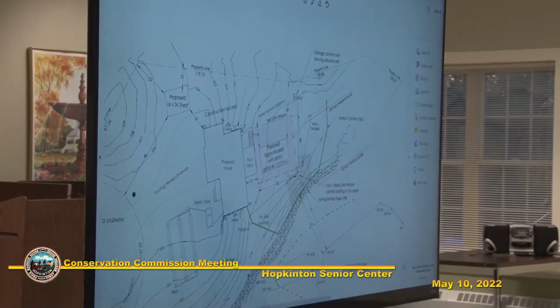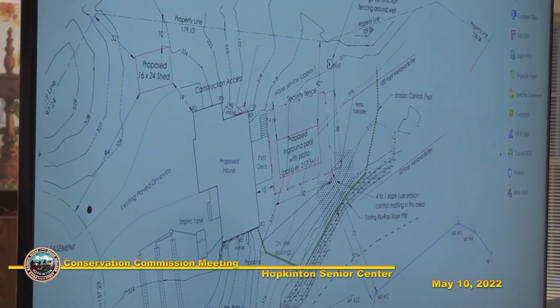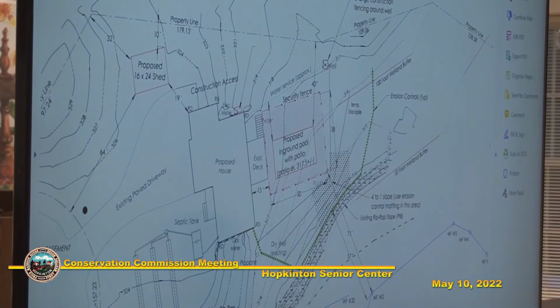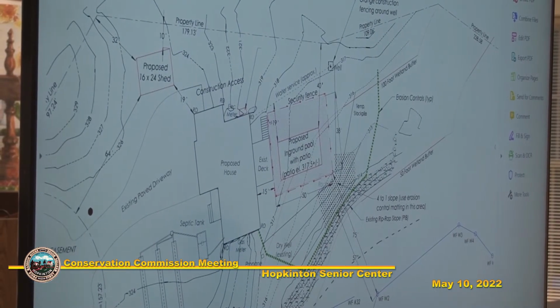So how far apart do you usually put them? If you would like, we can have this as a condition to show an updated plan with those medallions before work starts. I believe the commission in the past has done about 30 feet. Correct, Mark? Yeah, 30. You're fine with that? Yeah.